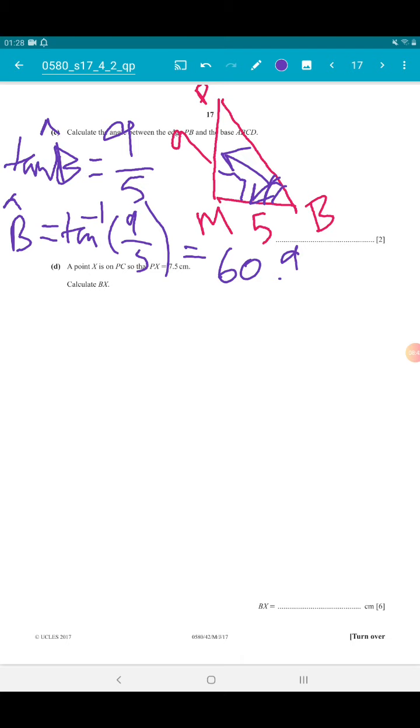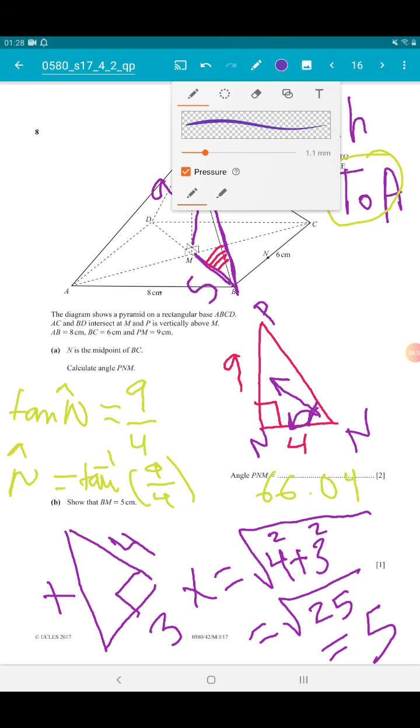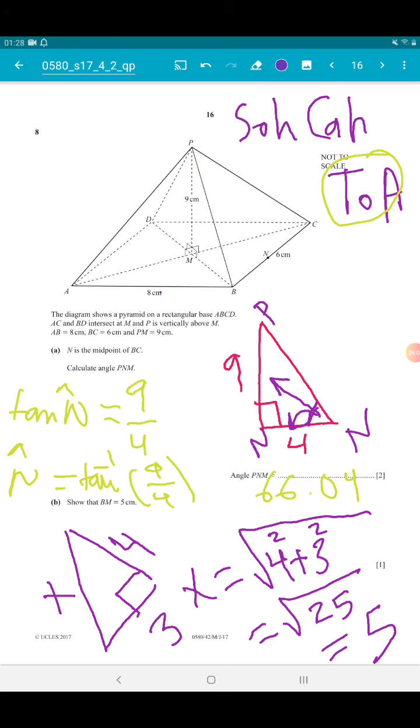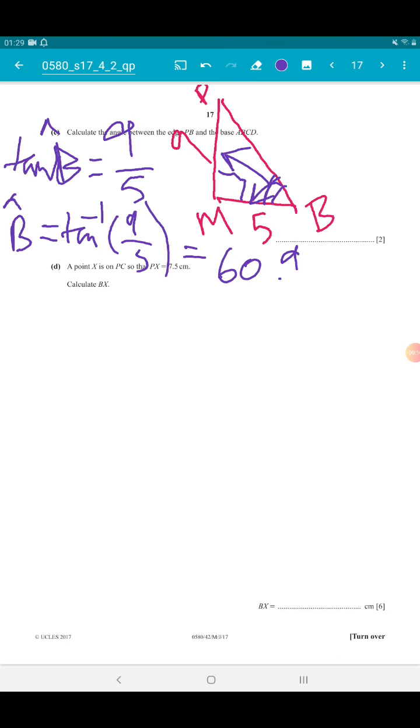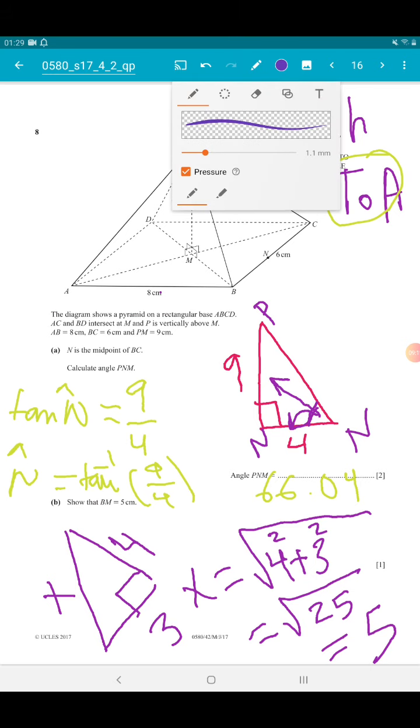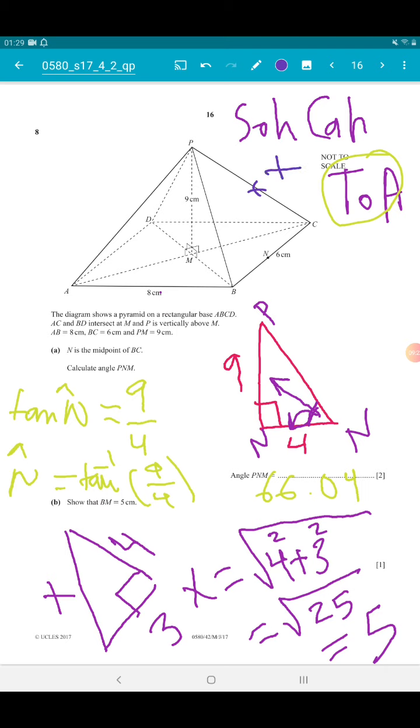Now the last part, D. A point X is on PC, so that BX is 7.5. Where's X? Wait until I erase it. A point X is on PC. This is X. Calculate BX. So BX, this is BX.